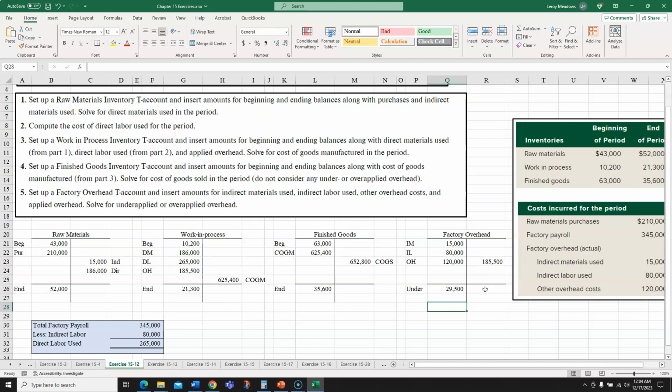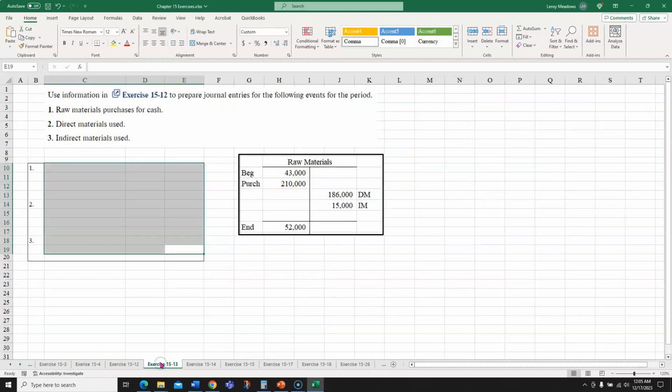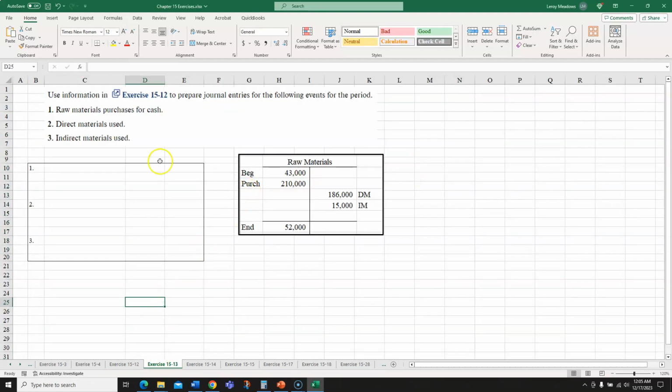So that is exercise 15-12. We just finished up with step 5. We computed the under applied overhead of $29,500. Now, let's look at the next exercise, exercise 15-13. We are to use information in the previous exercise 15-12 to prepare journal entries for the following events of the period.